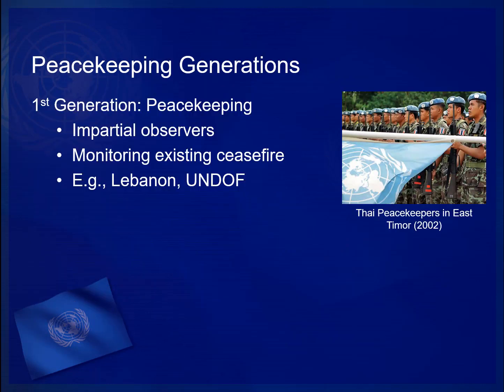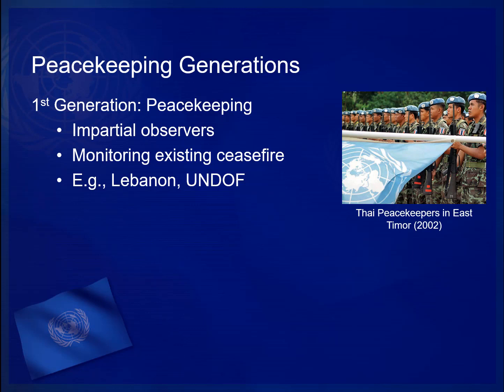We can think about UN peacekeeping operations as being divided into broad phases or generations. First-generation peacekeeping operations were most common during the Cold War period. Examples here might include current operations in Lebanon or the UNDOF. In first-generation peacekeeping operations, UN peacekeepers are neutral third-party observers and were literally placed between combating parties in order to monitor ceasefires that had already been agreed to.